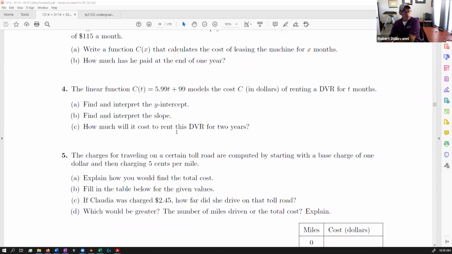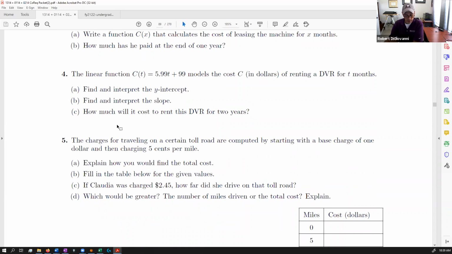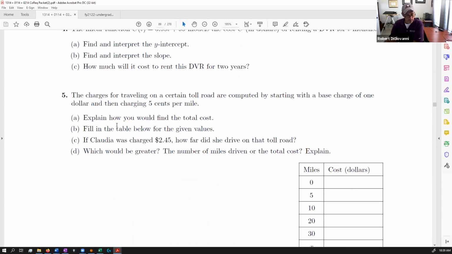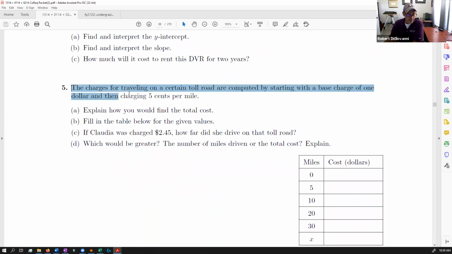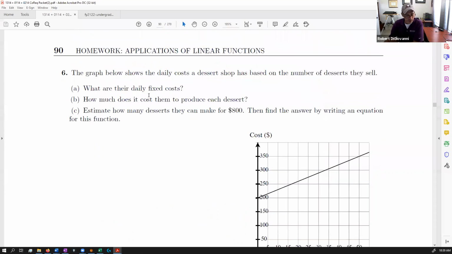Number 4, they give you the function. They don't make you get it. They just give it to you, and then they ask you a few questions about it. Number 5, you have to come up with the function. So this is like the UTSA problem or the Bureau problem or the one we just did. So I think number 5 is good.